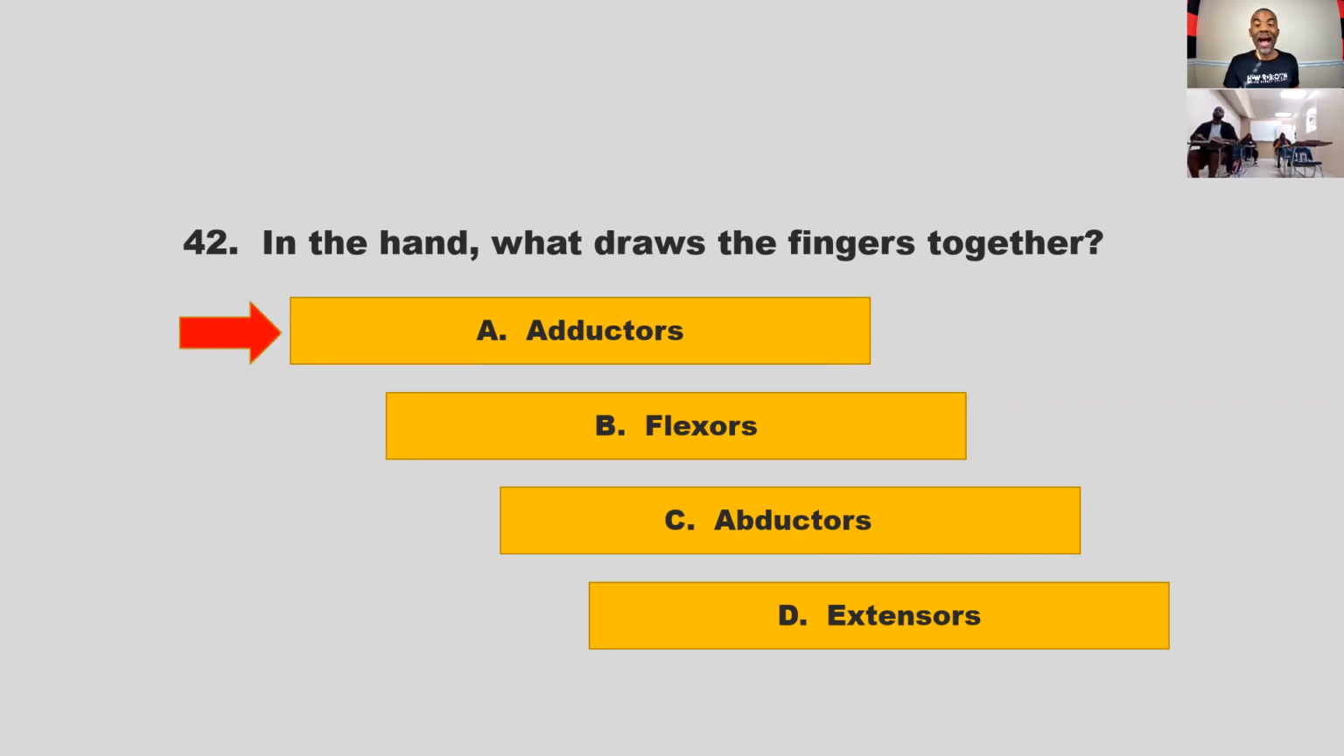I know, but I think that you should have, because the correct answer is A, adductors. So we gotta watch it, because it's the AB and the AD. So in the hand, we have the adductors that draw the fingers together. You'll be able to find that answer on page 157.